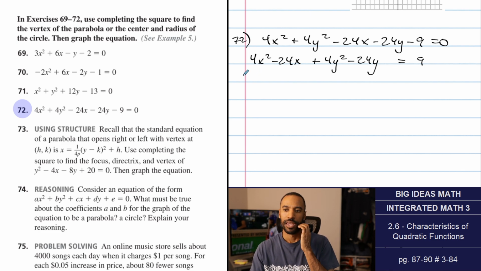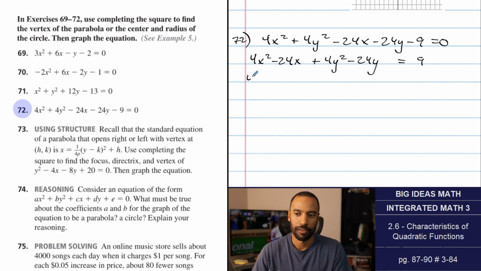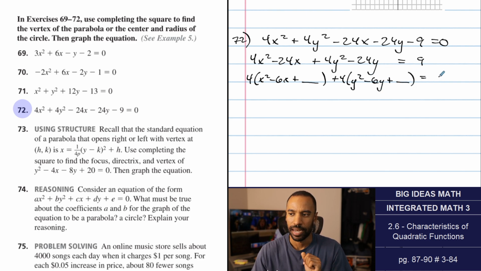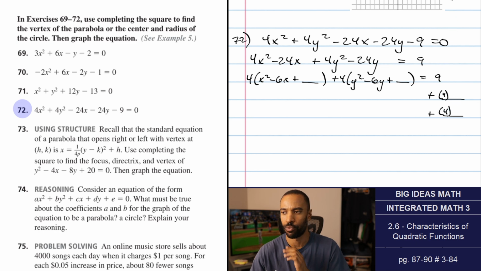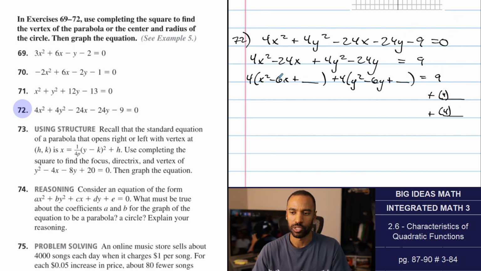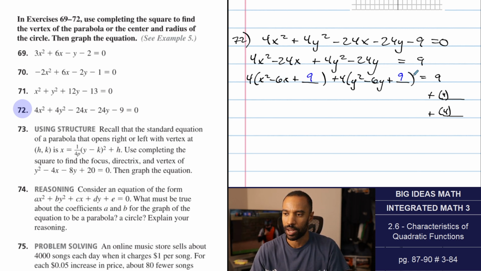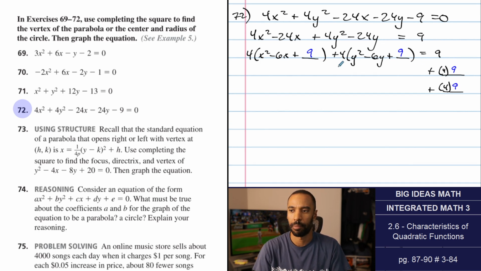Add that over on that side. Now, I want to factor 4's out of each individual thing right here. X squared minus 6x plus blank. And then here, factor the 4 out as well. Y squared minus 6y plus blank equals 9. Now I'm going to add these two blanks. However, these blanks will also have 4s multiplied by them. 4 times this, 4 times that. It's the same number twice, though. Negative 6 divided by 2 is negative 3, squared is 9. And this one's also 9. And this is 4 times 9, and 4 times 9. So a lot being had there.